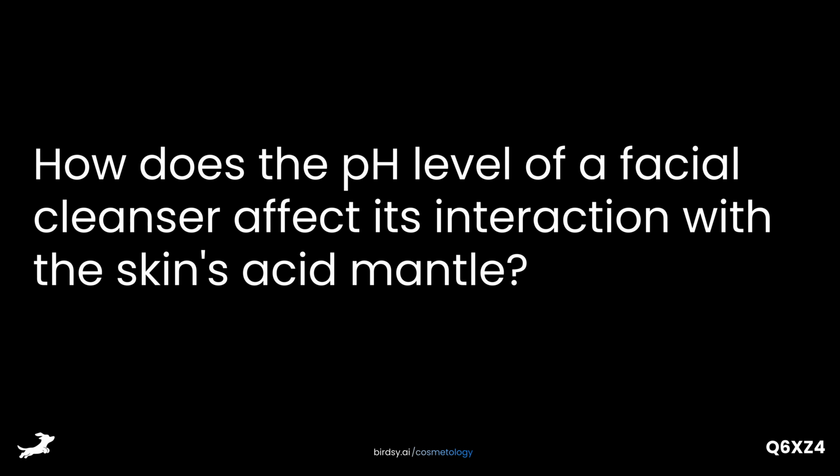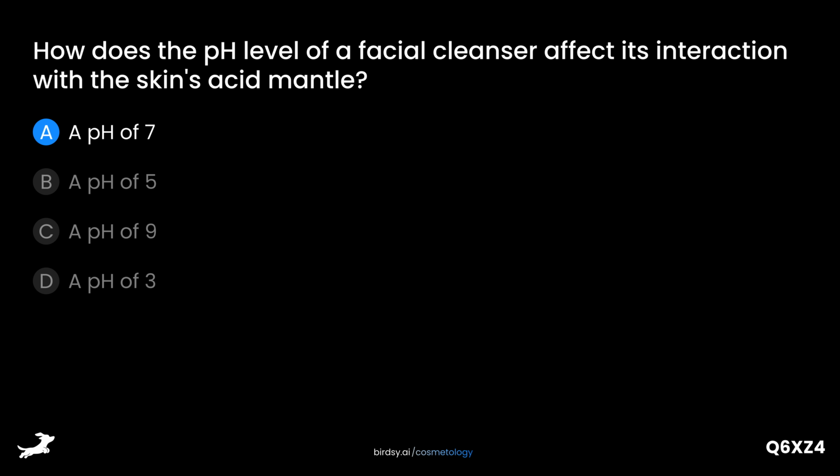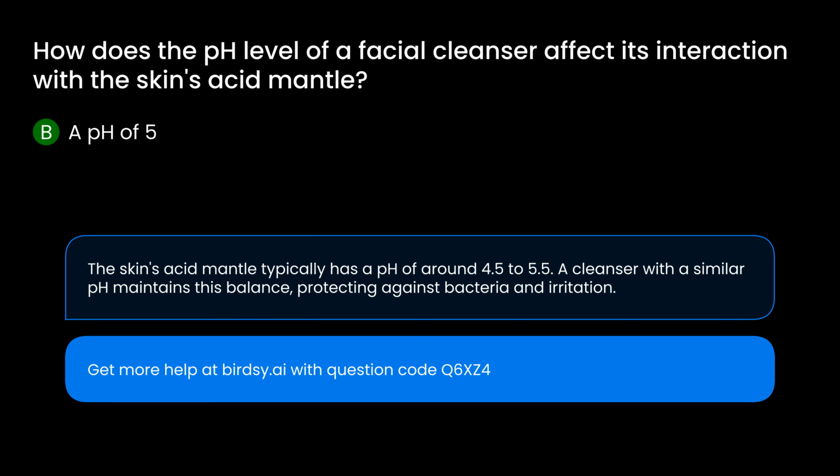How does the pH level of a facial cleanser affect its interaction with the skin's acid mantle? Is it A, a pH level of 7, B, a pH level of 5, C, a pH level of 9, or D, a pH level of 3? The answer is B, a pH level of 5. The skin's acid mantle typically has a pH of around 4.5 to 5.5. A cleanser with a similar pH maintains this balance, protecting against bacteria and irritation.